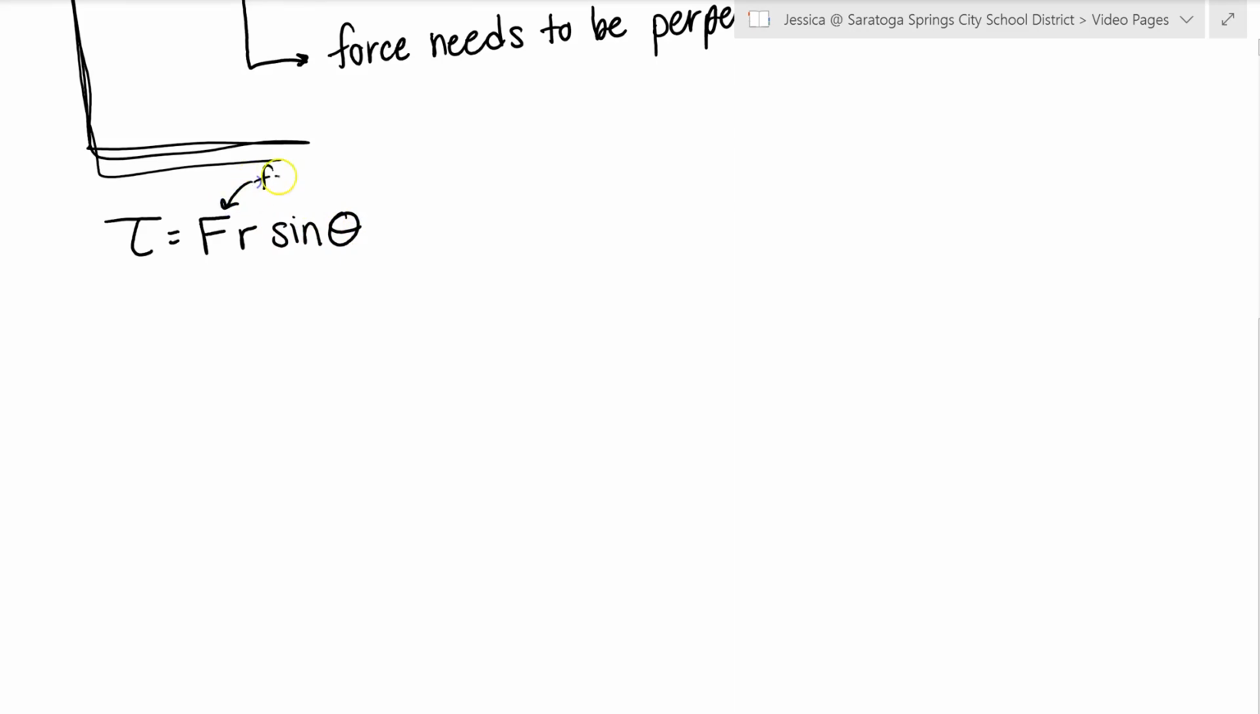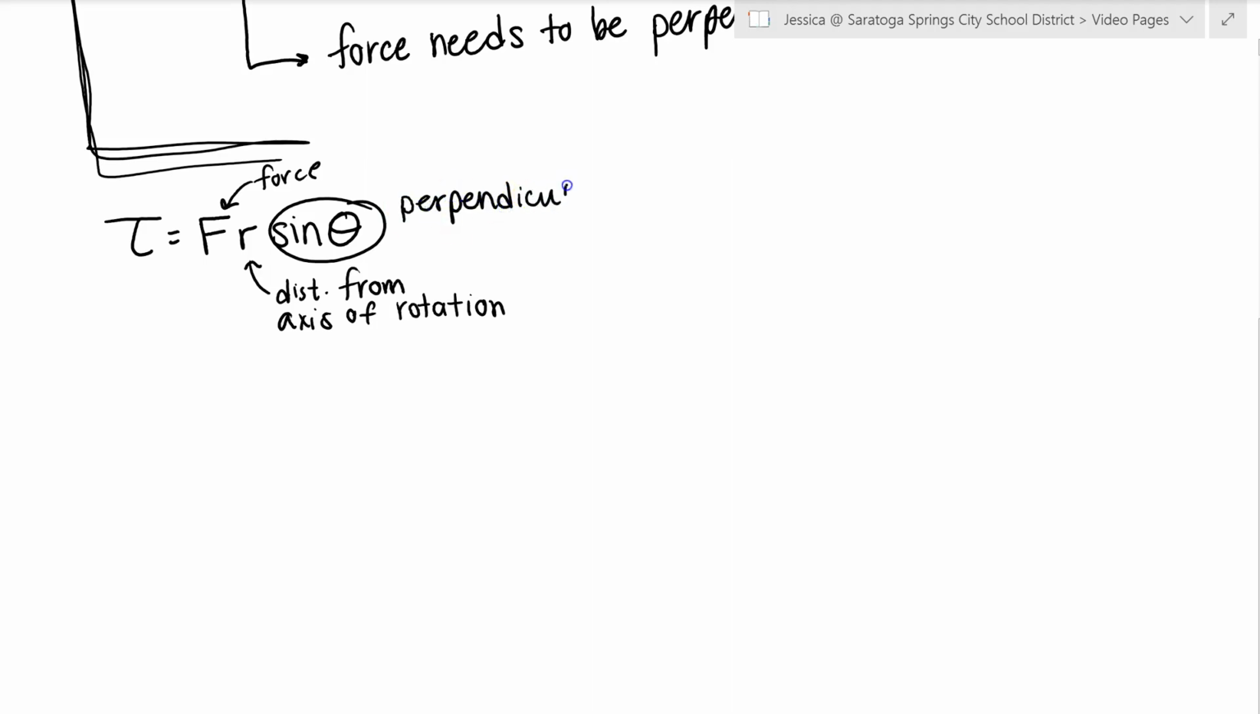So this F here is the force. R, even though we're used to it meaning radius, doesn't mean that here. It means distance from the axis of rotation. And this sine theta here takes into account the perpendicular component.